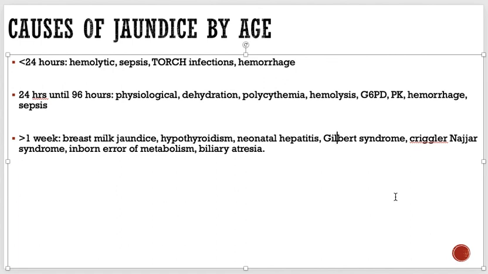Okay, so simply what happens in this one is that the bilirubin after conjugation cannot leave the liver cells, or simply there is a defect in the hepatocytes to excrete the conjugated bilirubin. See, unconjugated bilirubin goes into the liver, and after conjugation, the liver cells must transport that conjugated bilirubin into the bile duct.